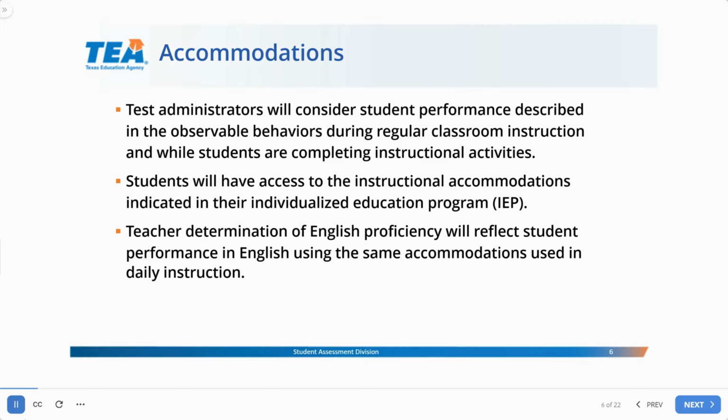Test administrators will consider student performance, described in the observable behaviors during regular classroom instruction, and while eligible students are completing instructional activities. Students will have access to the instructional accommodations indicated in their individualized education program. Teacher determination of English proficiency will reflect student performance in English using the same accommodations used in daily instruction.